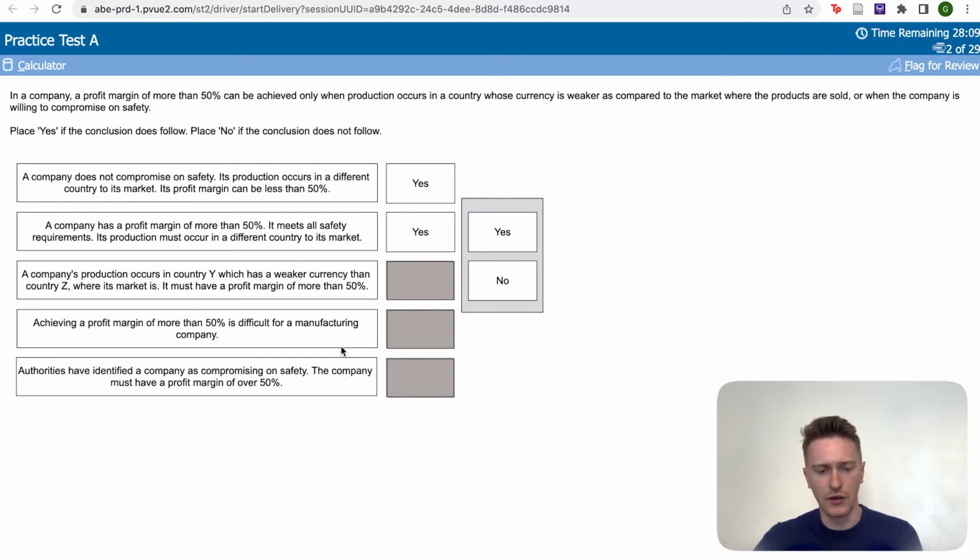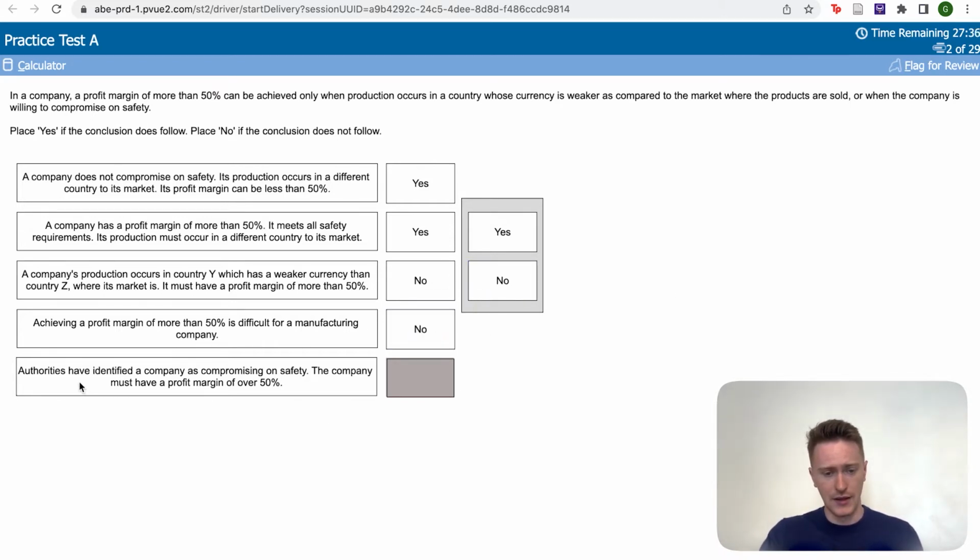So that does follow. The company's production is in country Y, which has a weaker currency than the country where its market is, so it must have a profit margin of more than 50%. Now this seems true, but imagine the company is rubbish. Imagine the company is really inefficient. Even if it has markets in different countries, etc., that's not going to follow. If you want to look more into that, look into the difference between a necessary condition and a sufficient condition.